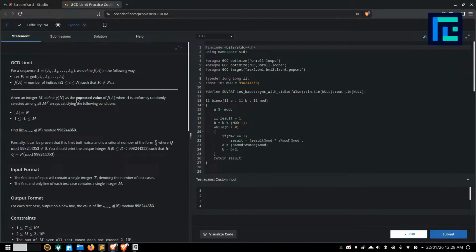F of A is the number of indices i from 2 till n such that Pi is not equal to Pi minus 1. And given an integer m, define g of n as the expected value of f of a when a is uniformly randomly selected among all m to the power n arrays satisfying the following conditions: the length of a is equal to n, and 1 is less than or equal to ai is less than or equal to m.